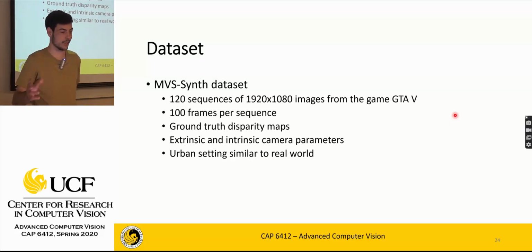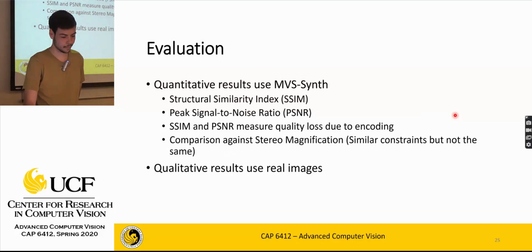So this allows the network to generalize for even real world examples, as you'll see later on. So to evaluate the network, they do all their quantitative results using the MVS synth dataset, and they compare that to the stereo magnification paper.